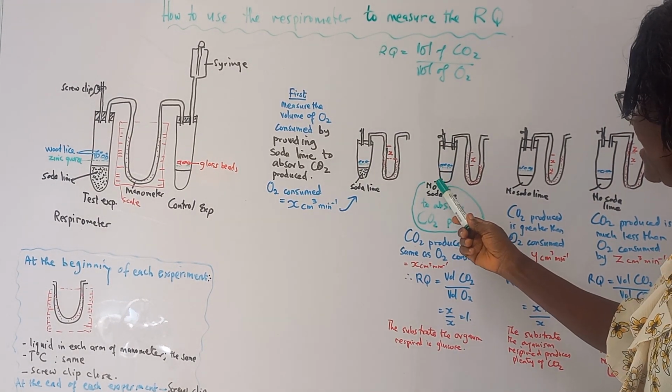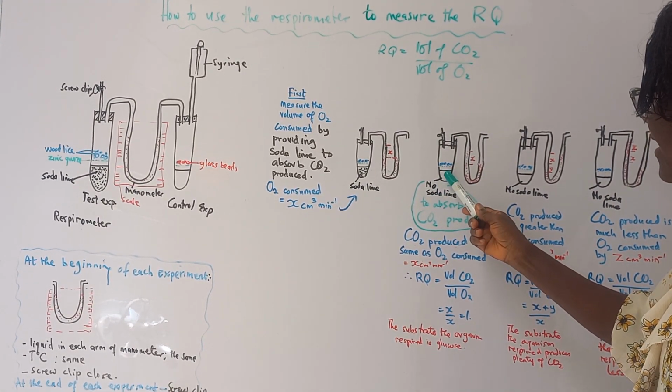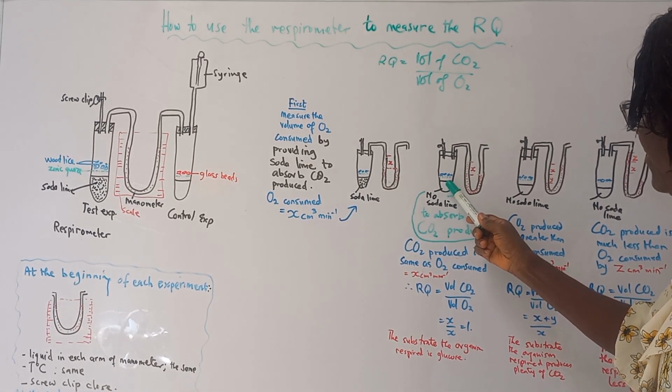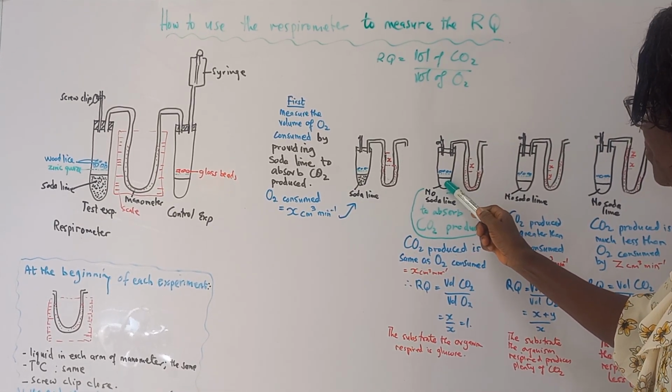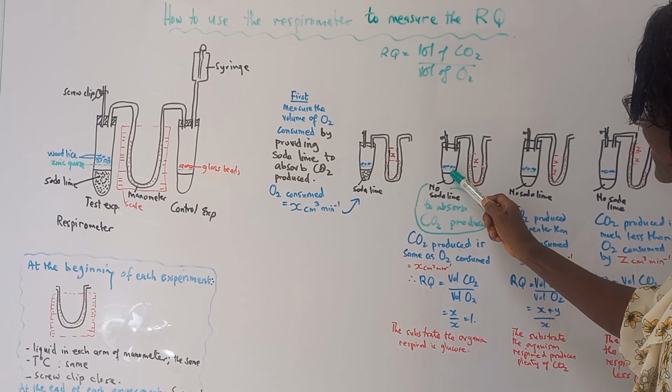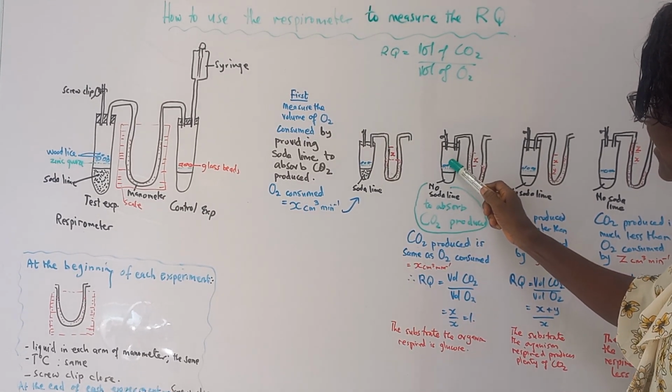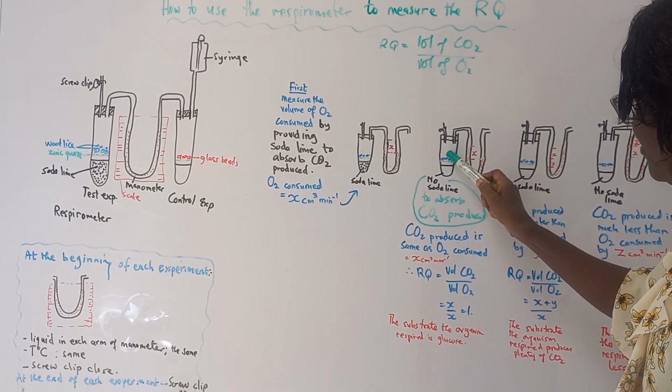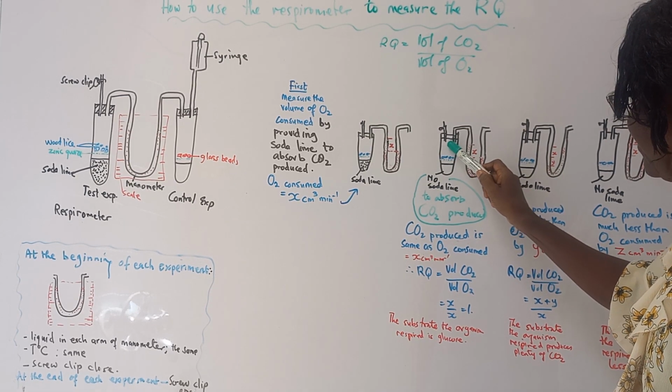If you have the same setup and no soda lime here to absorb the carbon dioxide that is produced, it means that the oxygen that is consumed by respiration reduces the pressure here.